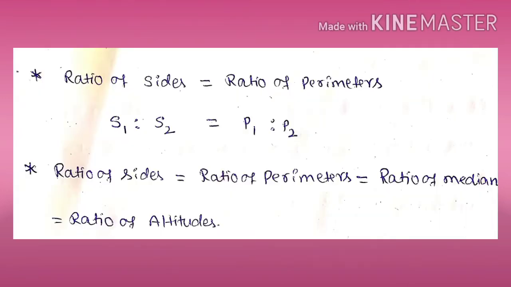Ratio of sides is equal to ratio of medians. Side 1 is to side 2 is equal to perimeter 1 is to perimeter 2. The side of the first triangle is to the side of the second triangle is equal to the perimeter of the first triangle is to the perimeter of the second triangle. Not only perimeters, the ratio of sides is equal to the ratio of medians, or the ratio of altitudes. These are all in equal ratio.